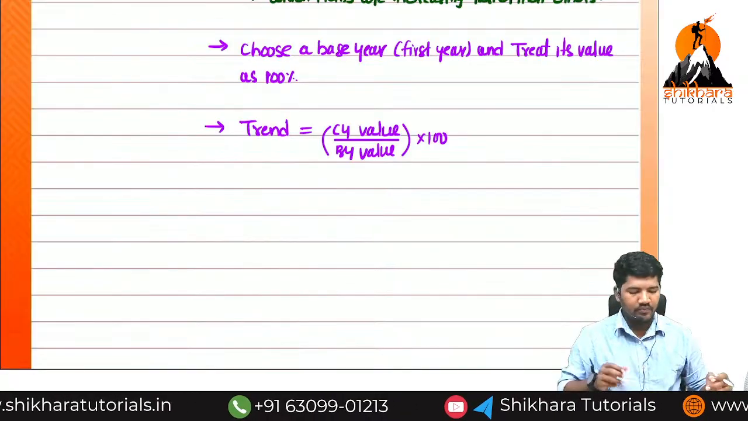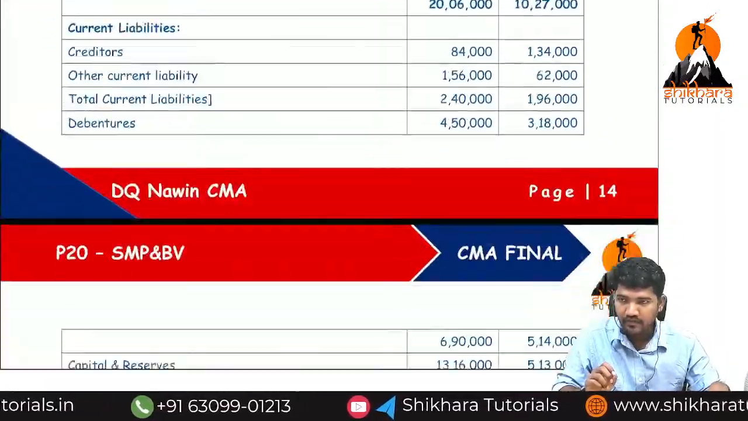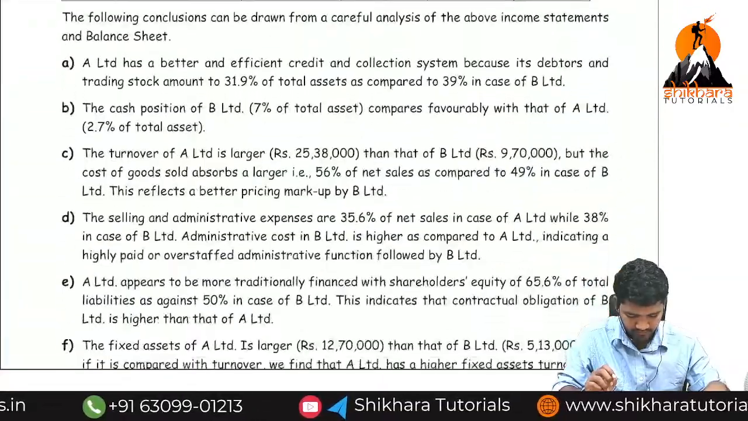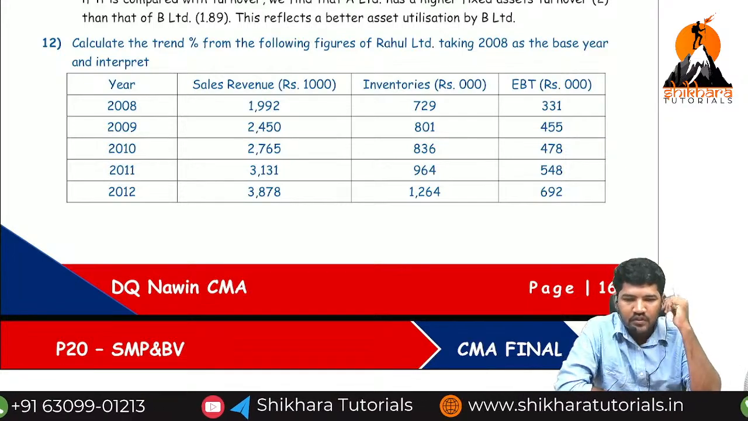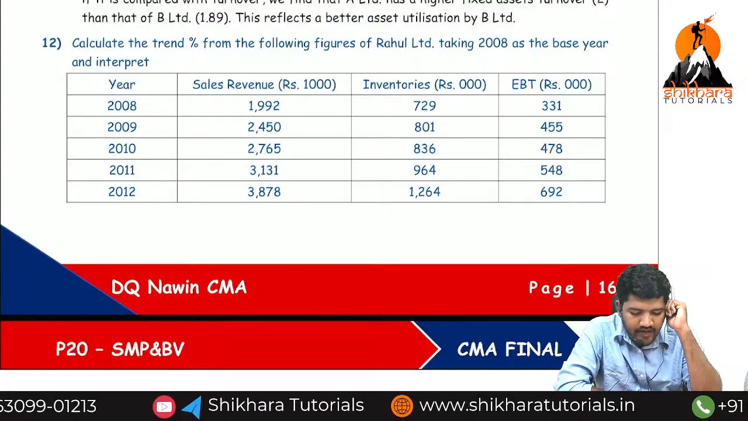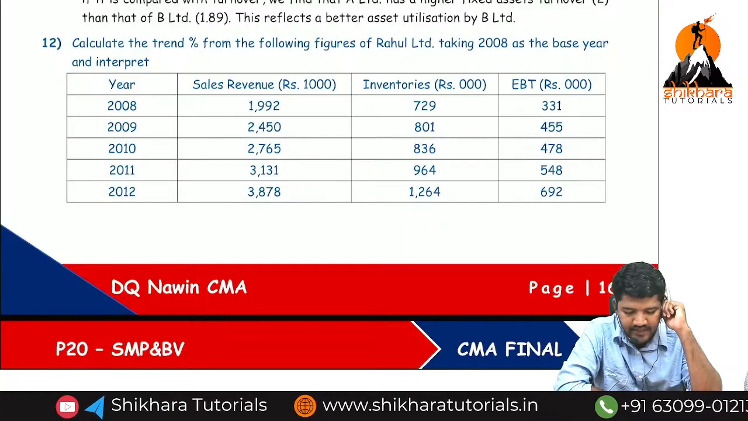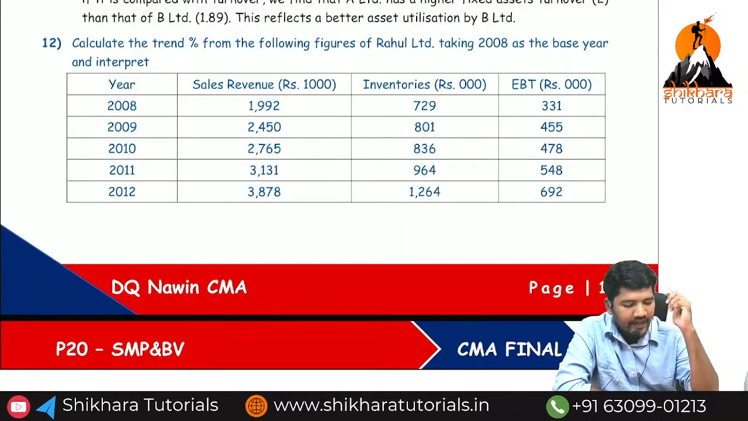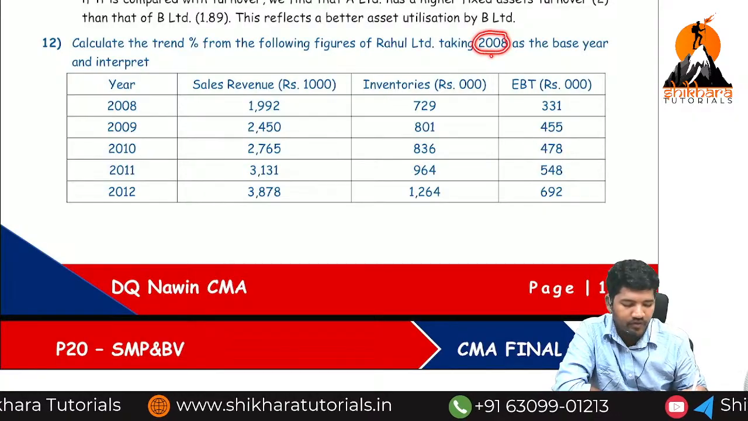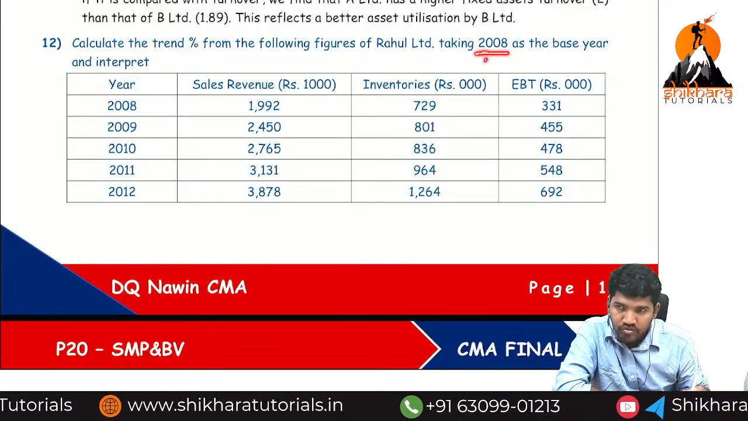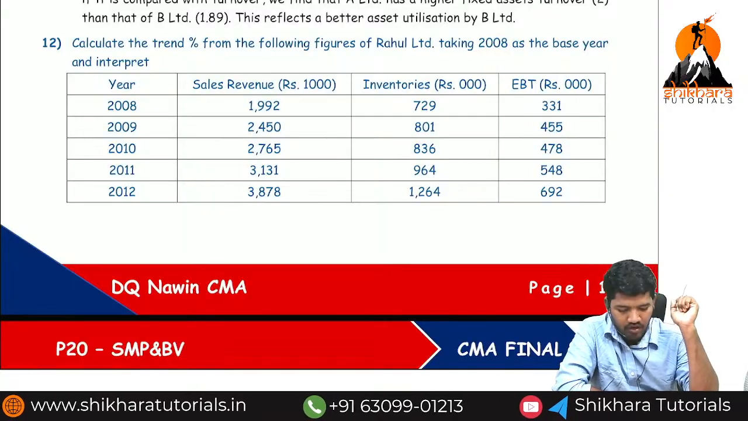Okay. Now illustration number 12. Calculate the trend percentage from the following figures of Rahul Limited, taking 2008 as the base year. Even though they're not specifying it, I will pick 2008 as the base year. Why? Because it is the first year or starting year. Are you clear? Now simple.